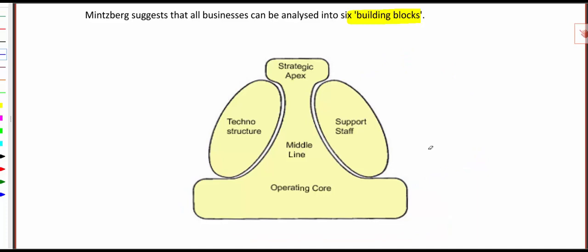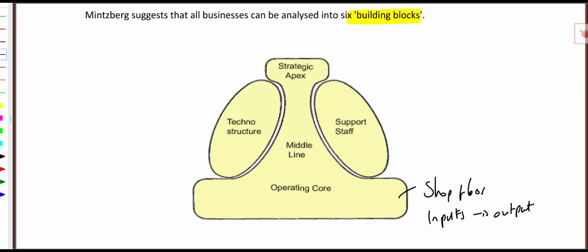So let's run through the different areas that Mintzberg outlined. First of all, we've got the operating core. The operating core is going to be your shop floor. This is where all of your inputs become outputs. This might be, for example, your factory workers, people who are directly involved in producing a unit.